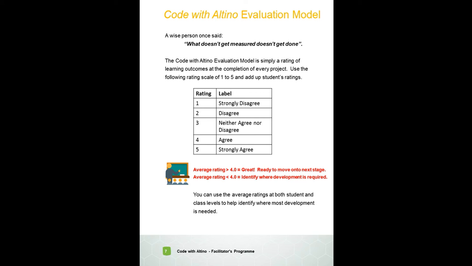So let's say if you have an average rating above 4, that's great. That shows to me and to you that that student's ready to move on to the next stage. If they're less than 4, they're not really agreeing that they have successfully acquired that learning outcome, and that's where development is required. You can use these average ratings at both student and class levels to help identify where most development is needed.